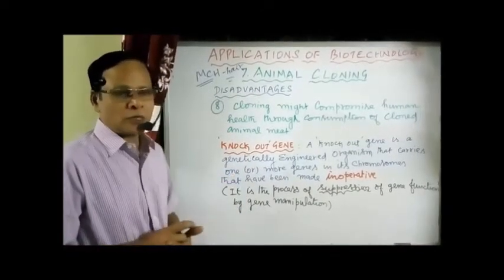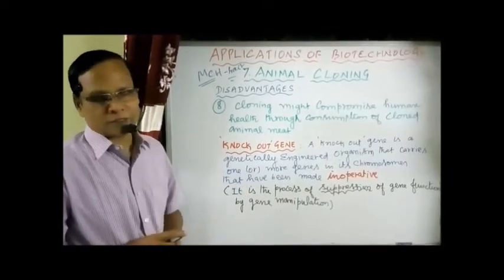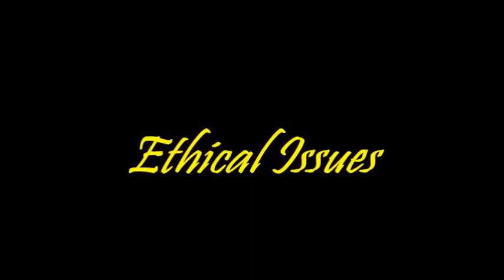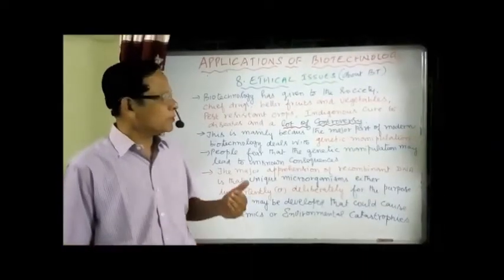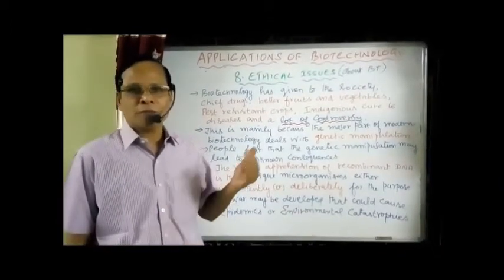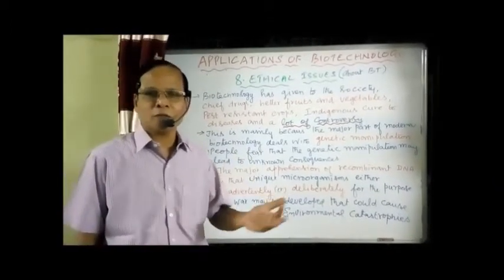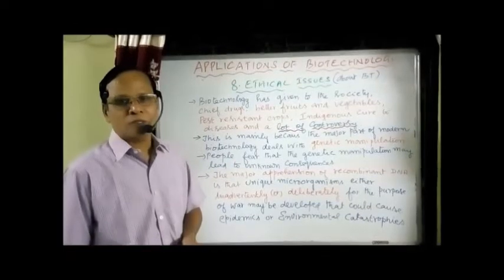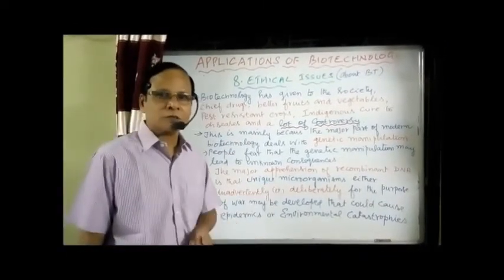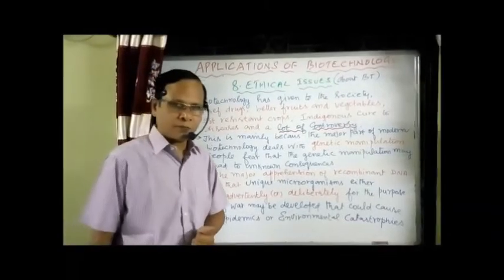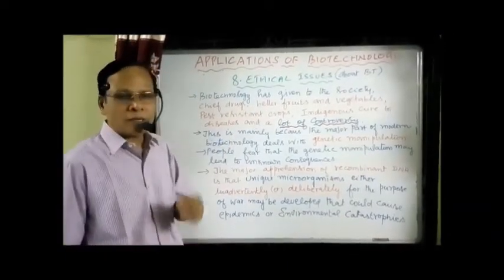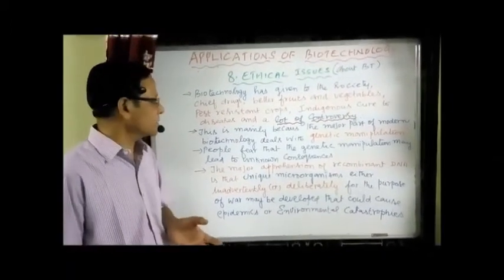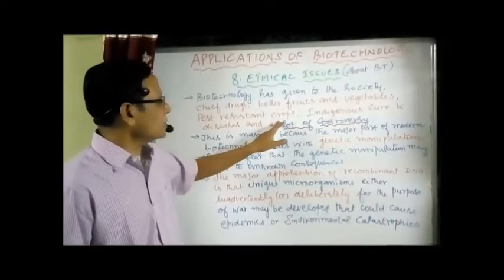Now the last part, we have to go for the ethical issues, a few sentences. Many people have wrong opinions about the applications of biotechnology or the products of biotechnology. Biotechnology has given society cheap drugs, better fruits and vegetables, resistant crops, pest resistant crops, and indigenous cures to medicines. These are the benefits. Along with the benefits, biotechnology has also given a lot of controversy.